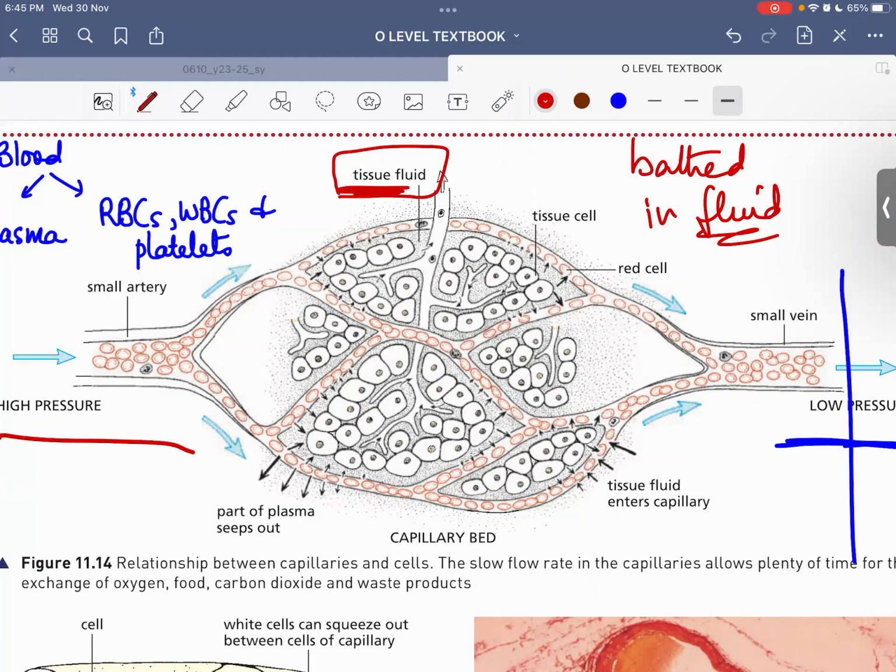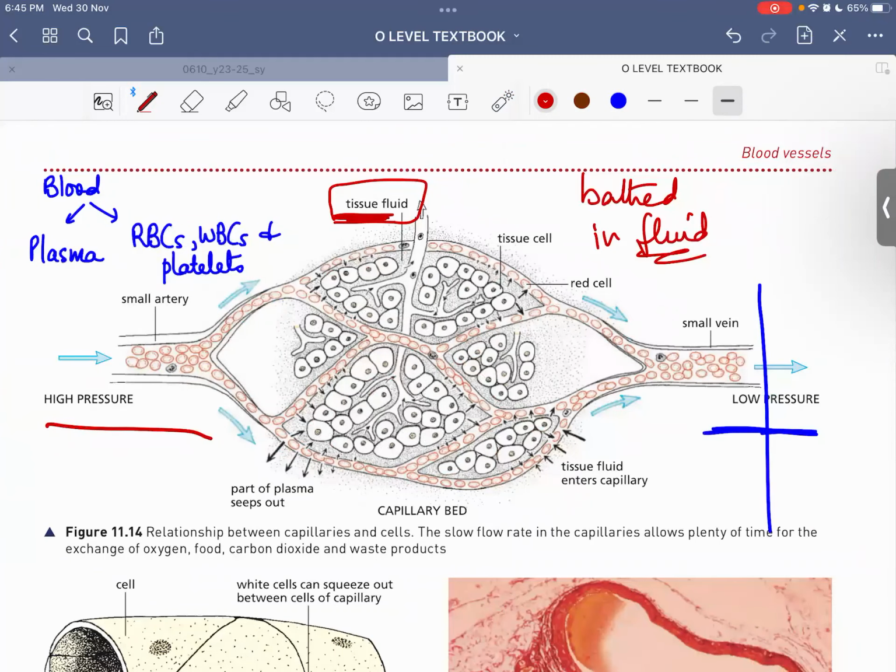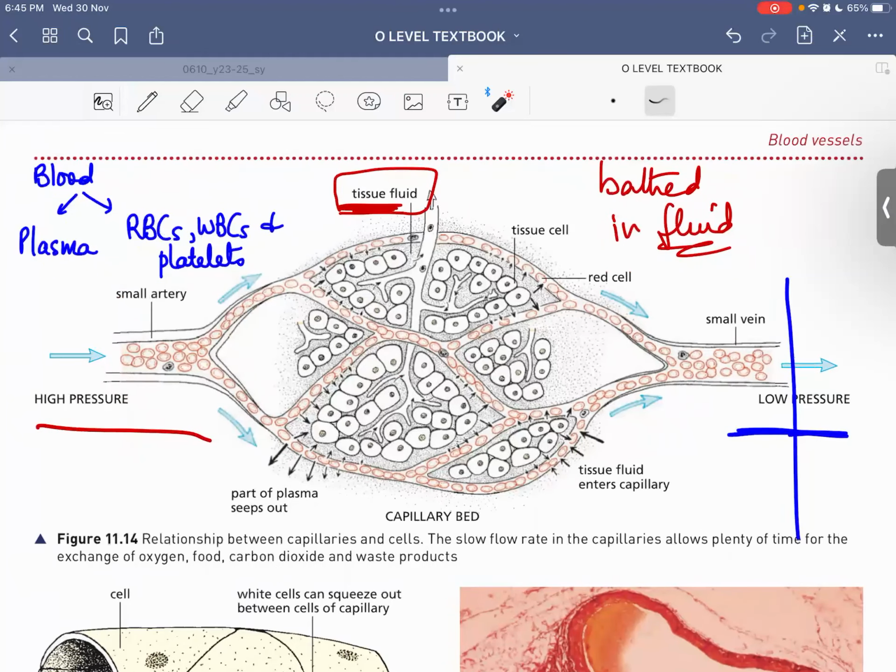Okay, right. Again, what are we looking at? We are looking at a capillary network or a capillary bed, and this is the high pressure end, this is the low pressure end. At the high pressure end, which is the capillary end, the plasma, which is the liquid part of the blood, will be forced out of the capillaries, it will come out. And when it is forced out, it's going to bathe these cells and give them a medium to move around in, and then it's known as tissue fluid.